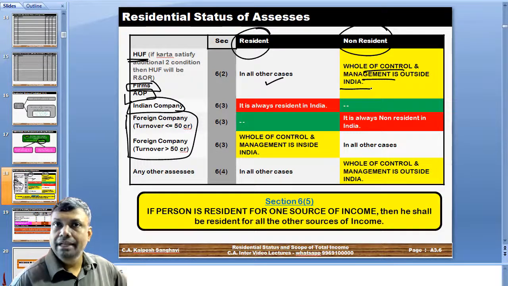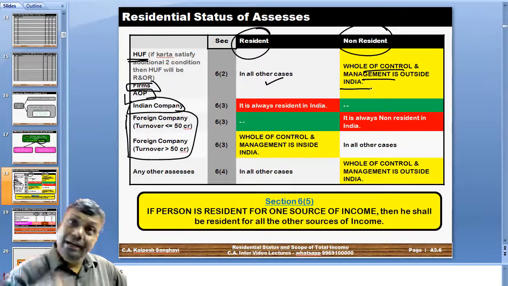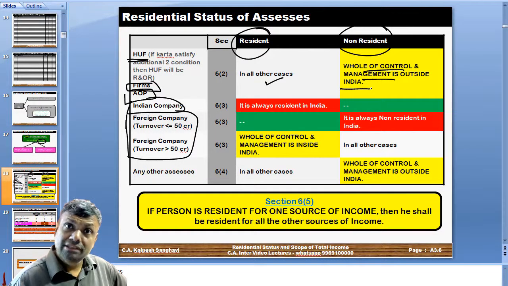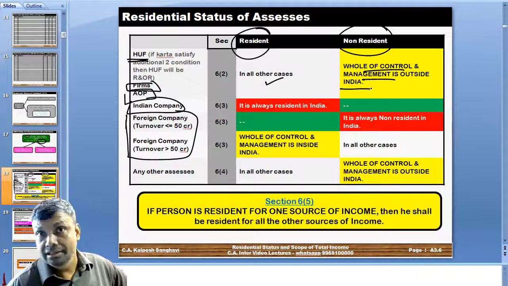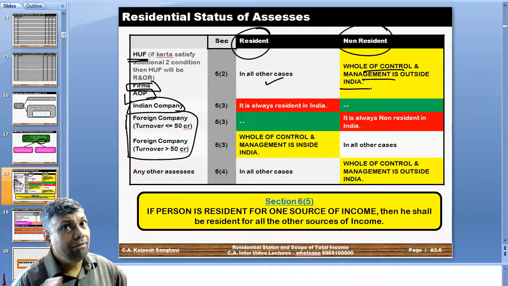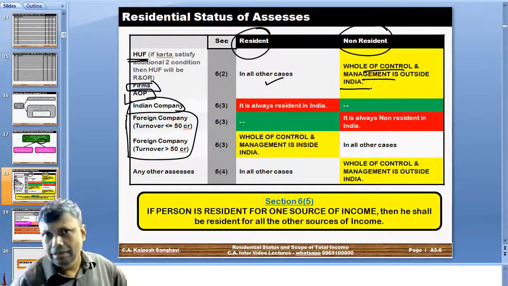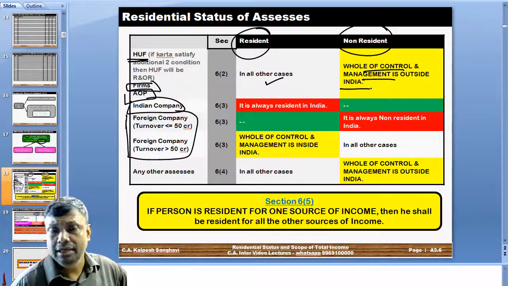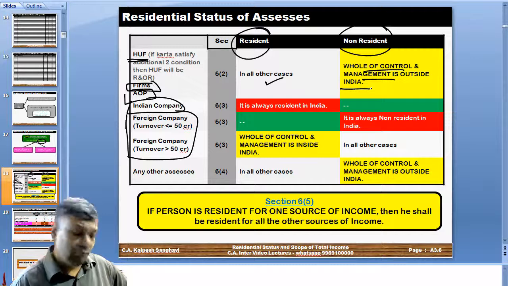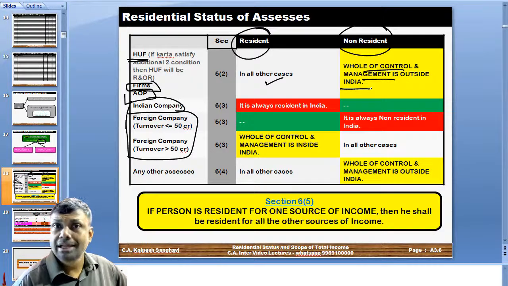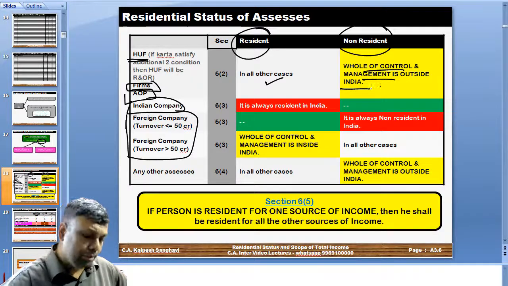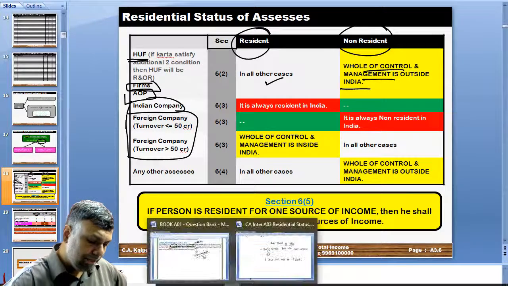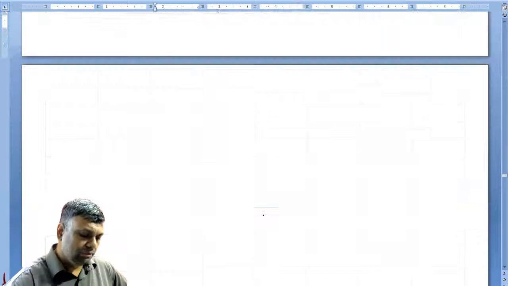So whatever we studied, the test of resident for individual and HUF, and the additional conditions, resident and ordinarily resident or not ordinarily resident, that means three statuses, we don't have it for firms, or rather for any other type of persons. So that is one small observation before I go to firms, AOP and all that. We should note it very properly, because that is another area where we can make silly mistakes.